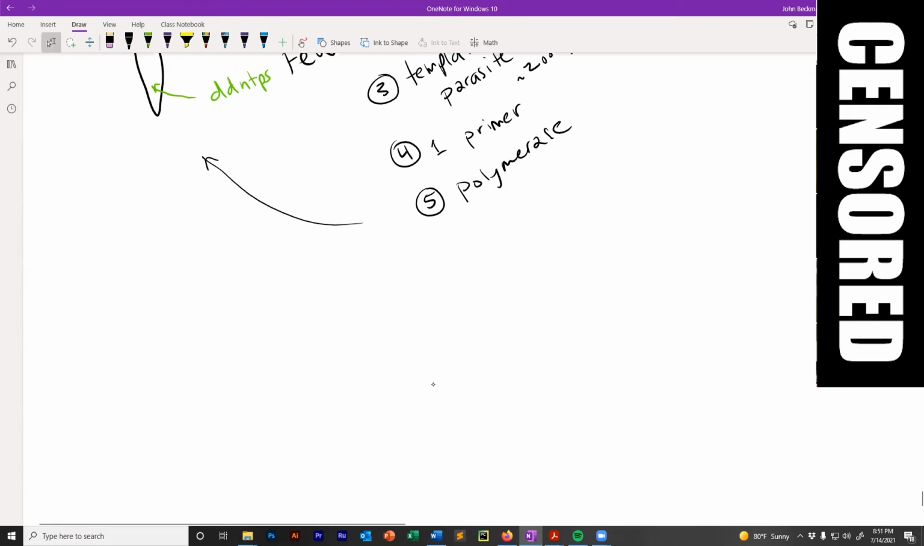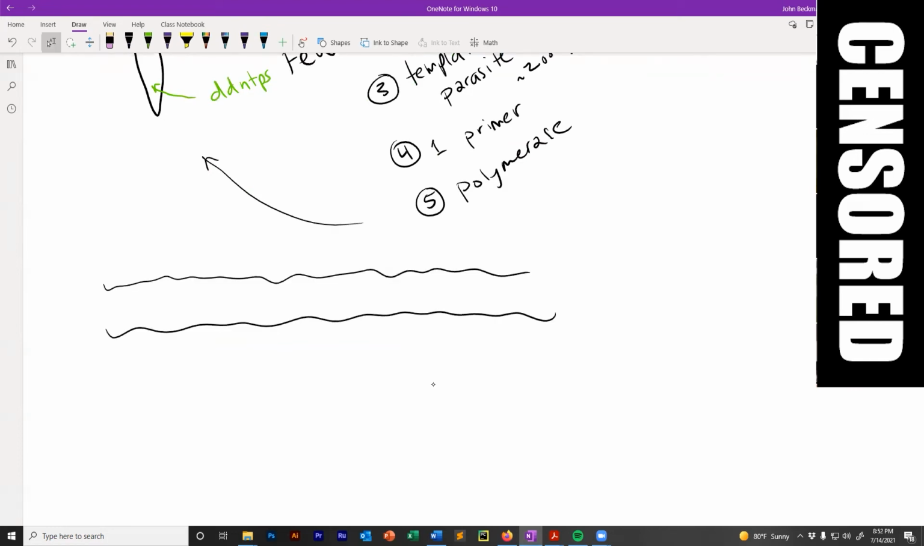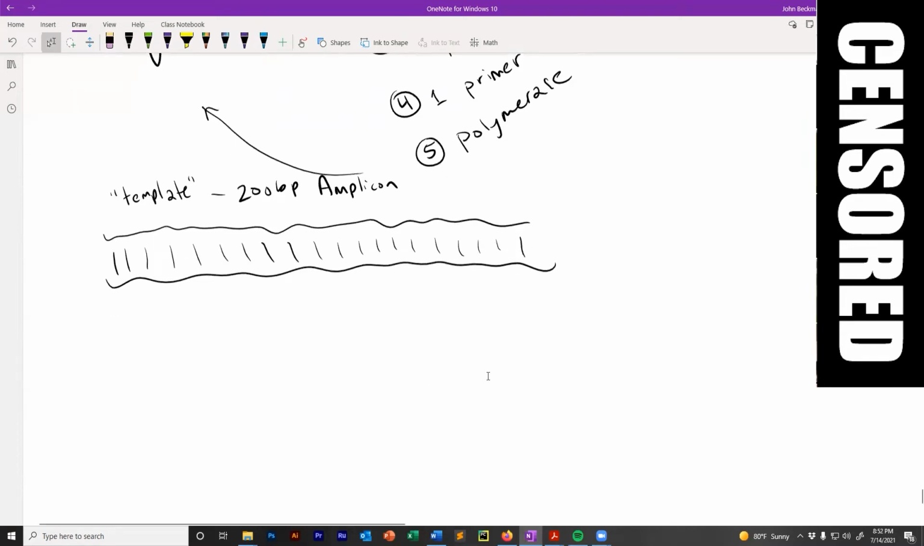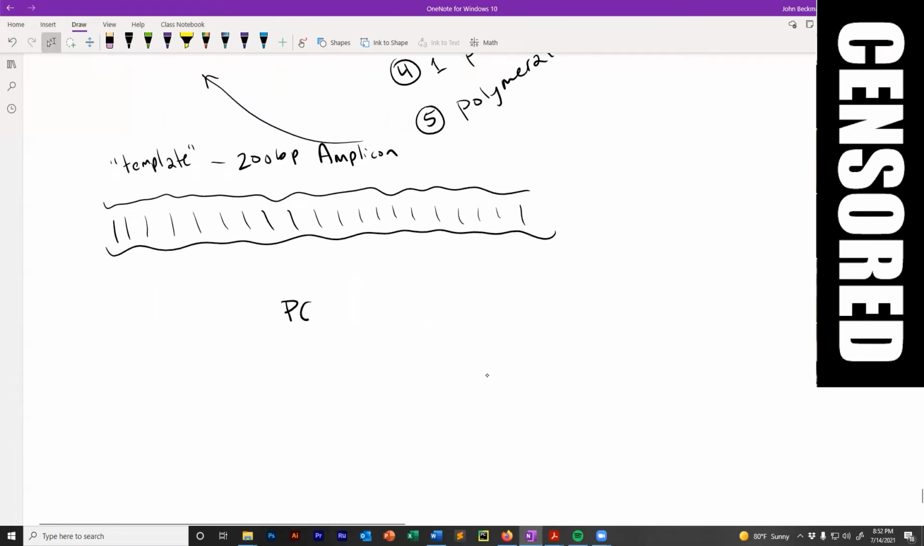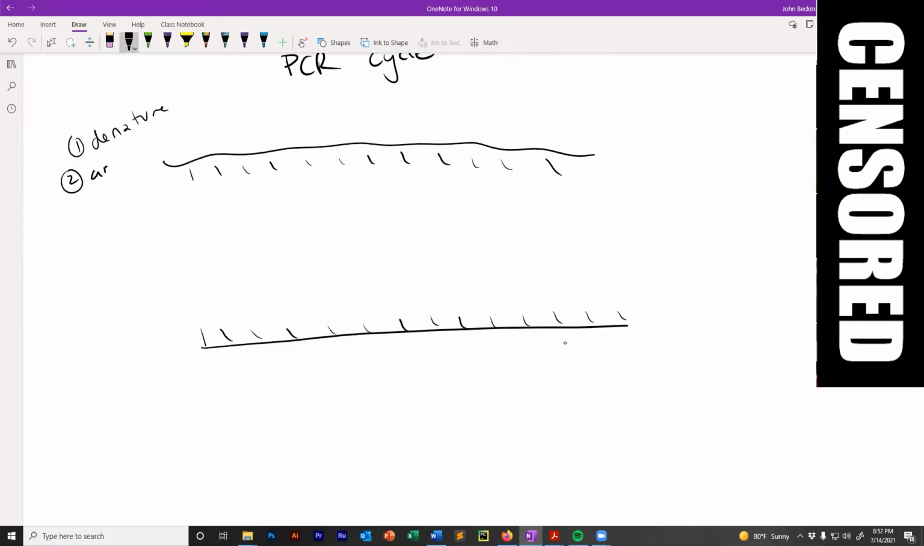So here's our template. This is what I call template. This is our 200 base pair amplicon. Then in Sanger sequencing, they will do a PCR cycle. So they will denature, anneal. Let's say here's our primer, 1 primer, then extend.